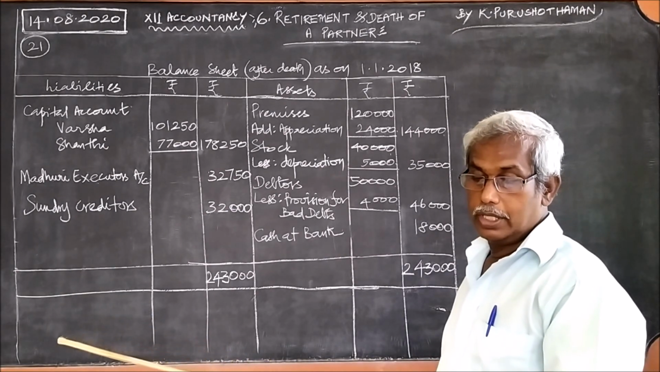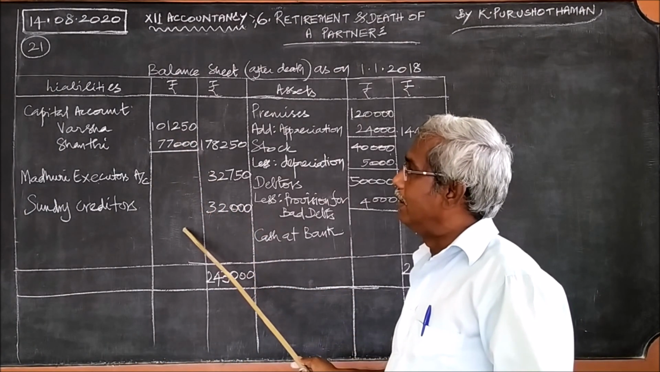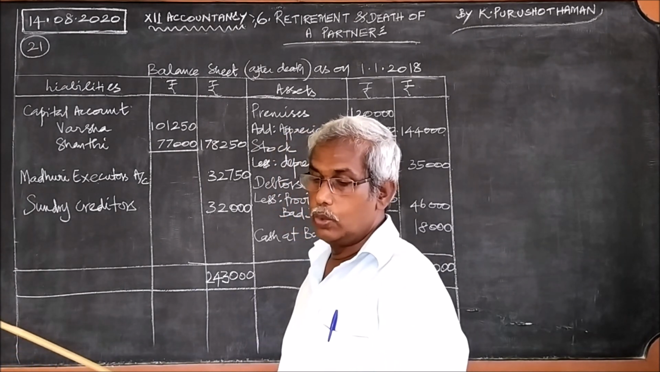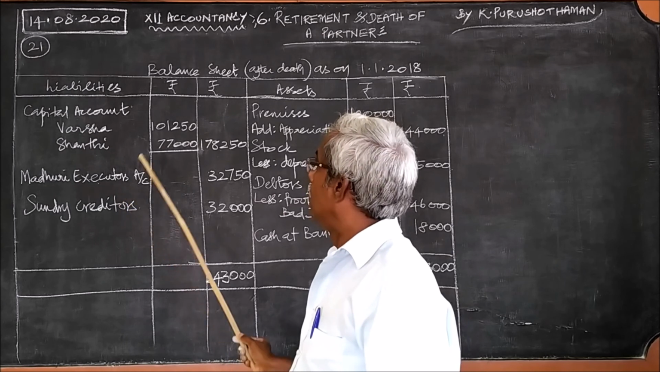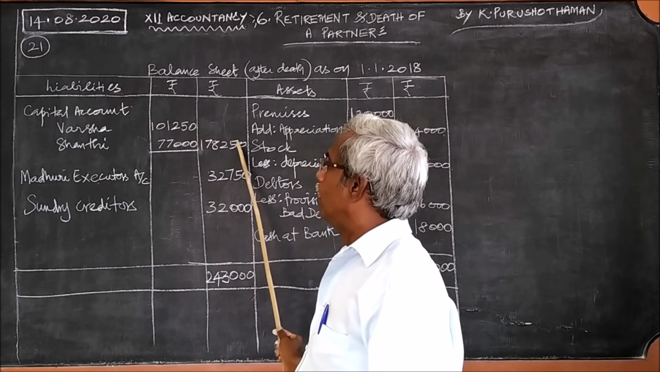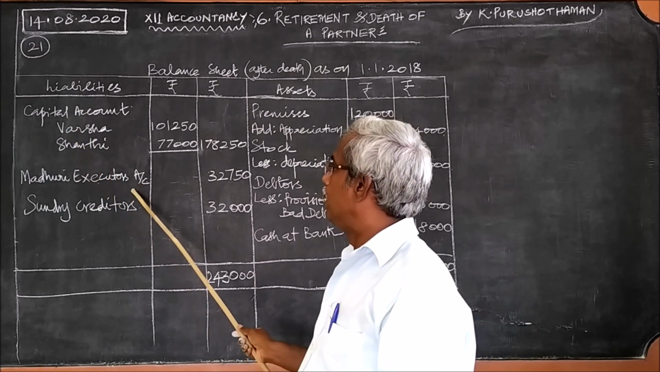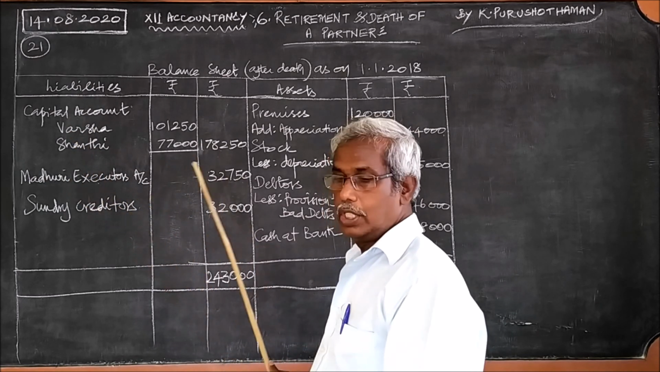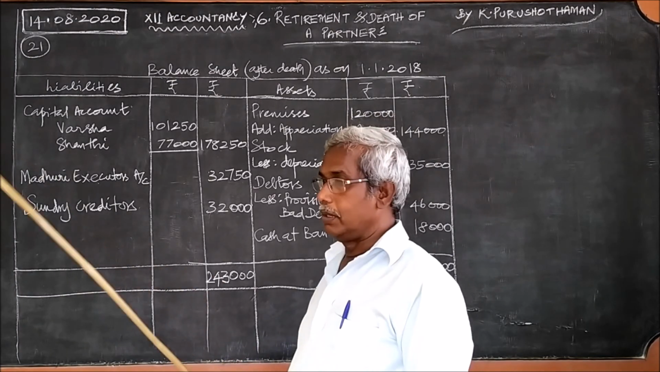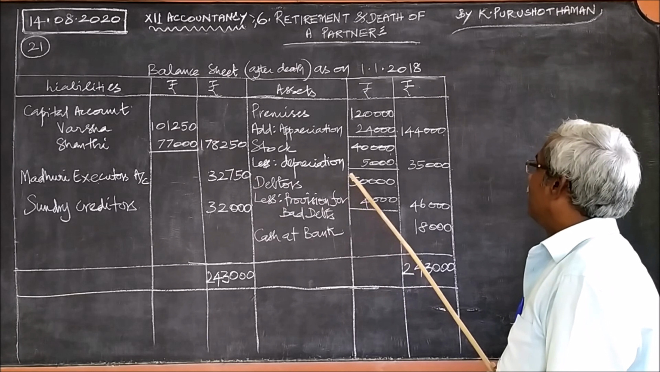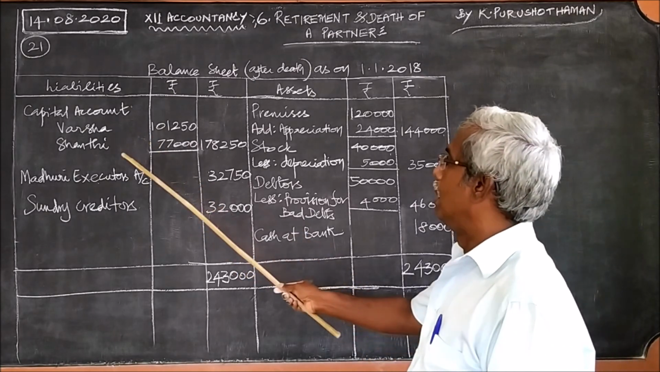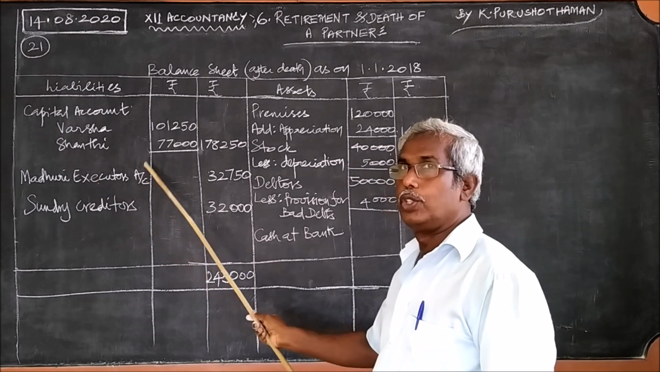Liability side, capital account. Varsha and Shanti only should be written, because Madhuri has already died. Therefore, Varsha and Shanti. The capital account we have written under, carried down or brought down, the amount 1,01,250 for Varsha. For Shanti 77,000. Since Madhuri has died, it should be shown separately in the name of Madhuri's executor's account. Because according to the fourth adjustment, the final amount due to Madhuri was not paid. If it were paid, we should have deducted it from the bank amount. But here it is not paid. Therefore, Madhuri's executor's account, that is a died partner's executor's account.